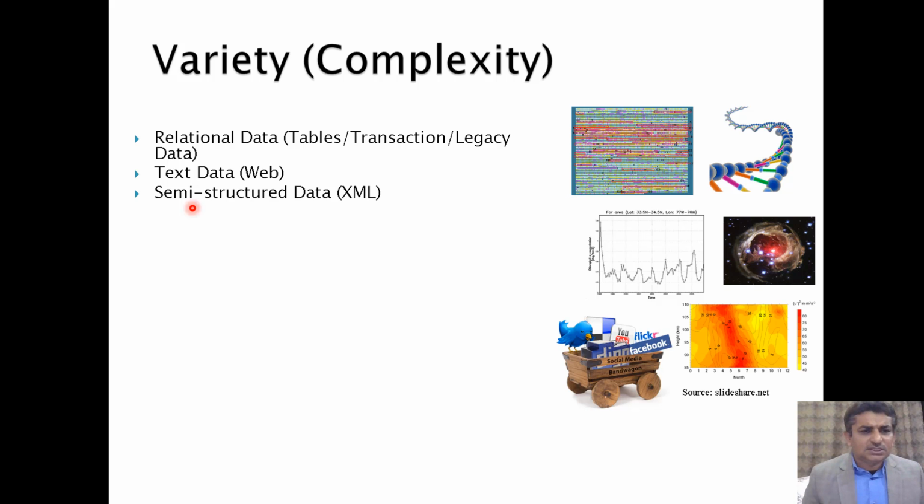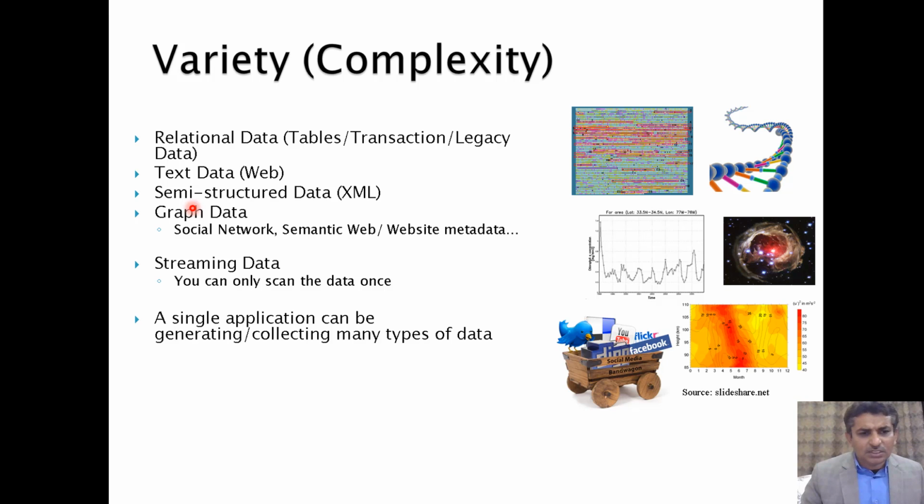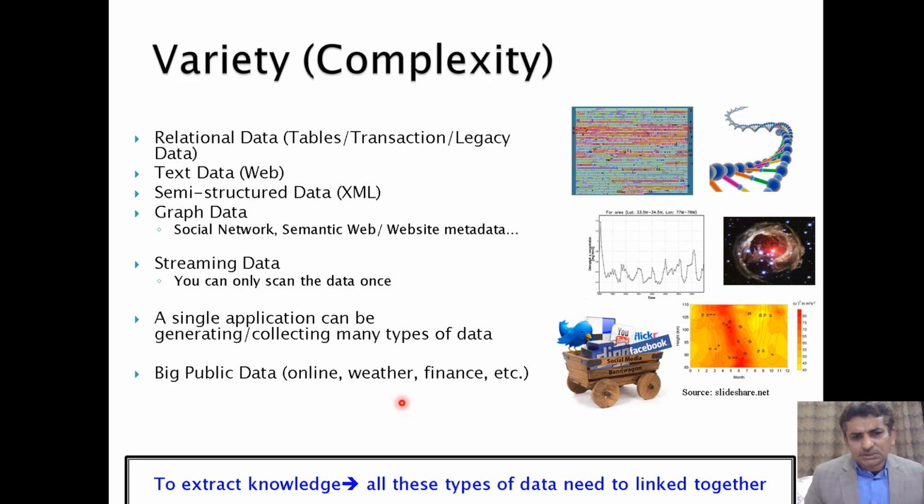After unstructured, the next is semi-structured data, which may be in the form of XML data. Data can also be in the form of graphs, social network data, semantic website metadata, and streaming data. You can only scan streaming data once. A single application can be collecting many types of data. So data can be structured, semi-structured, or unstructured, in the form of streams or graphs. We are dealing with a variety of data in big data. To extract knowledge, we have to combine or link all these types of data together.